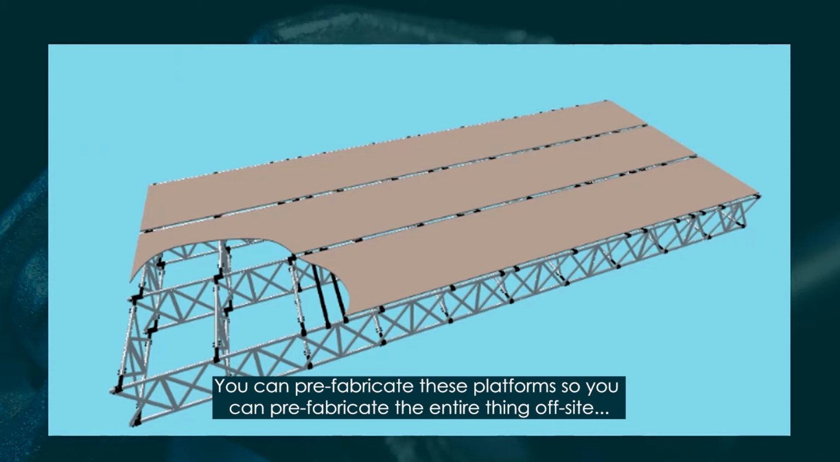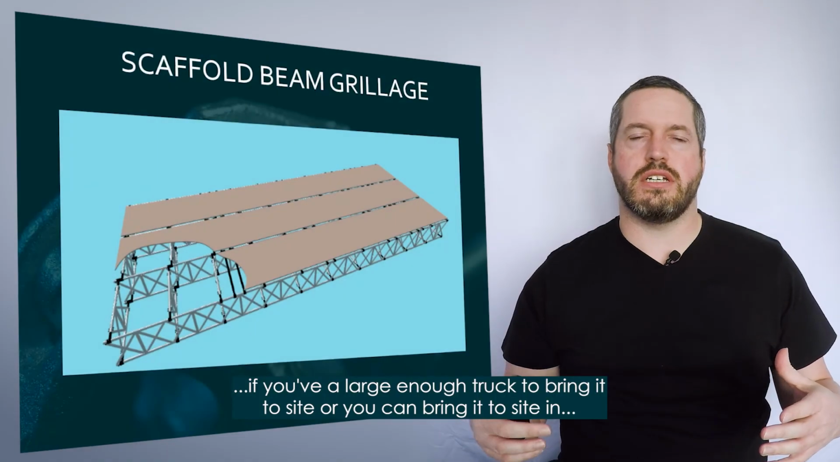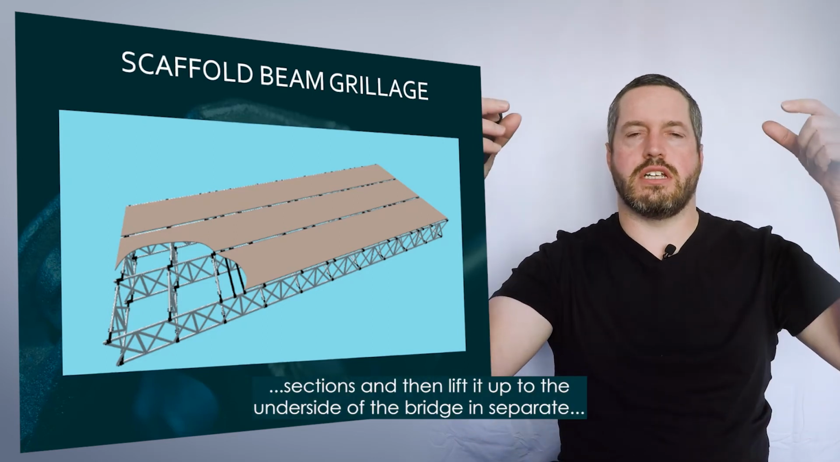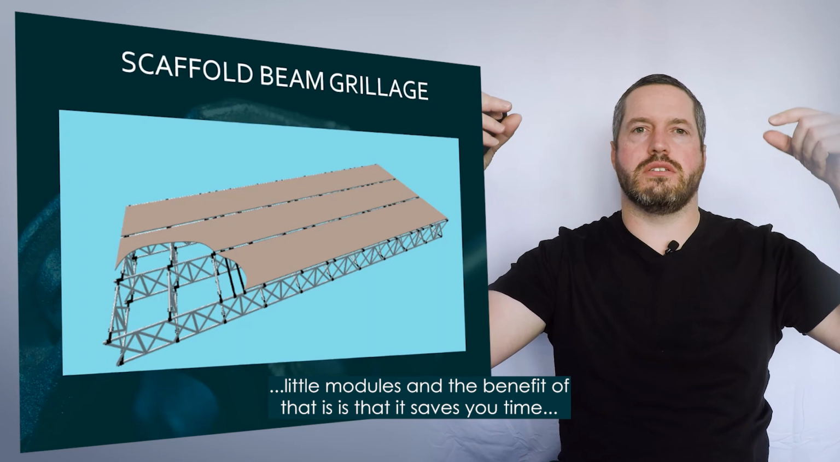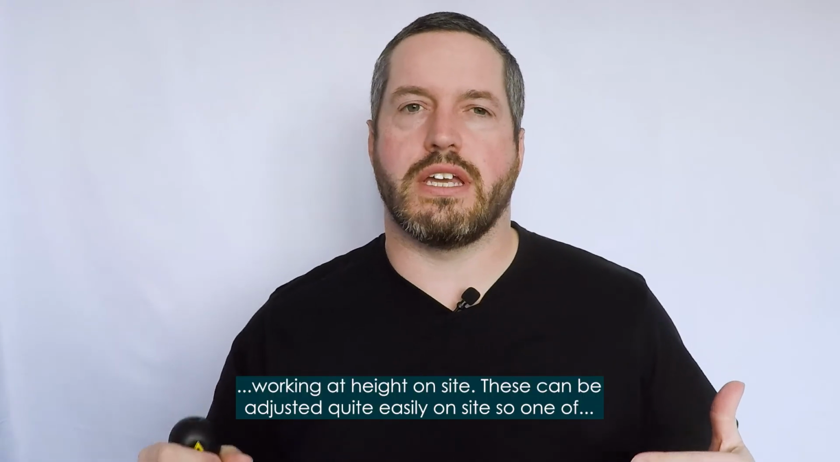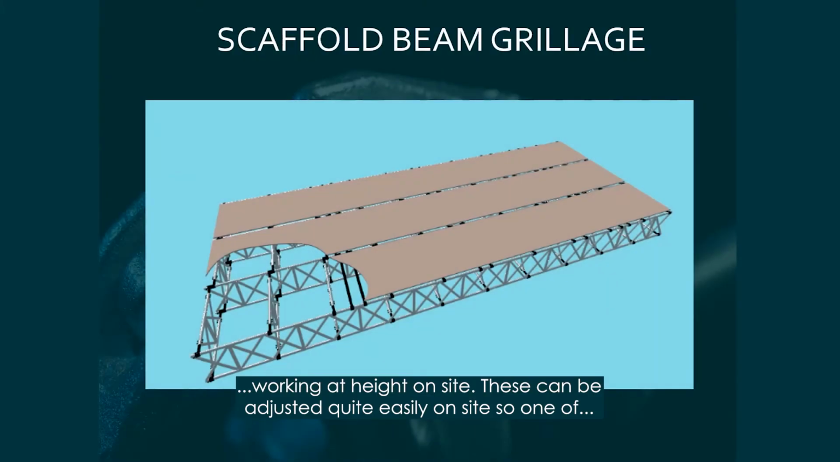So you can prefabricate the entire thing off-site if you have a large enough truck to bring it to site, or you can bring it to site in sections and then lift it up to the underside of the bridge in separate little modules. The benefit of that is that it saves you time working at height on site. These can be adjusted quite easily on site.